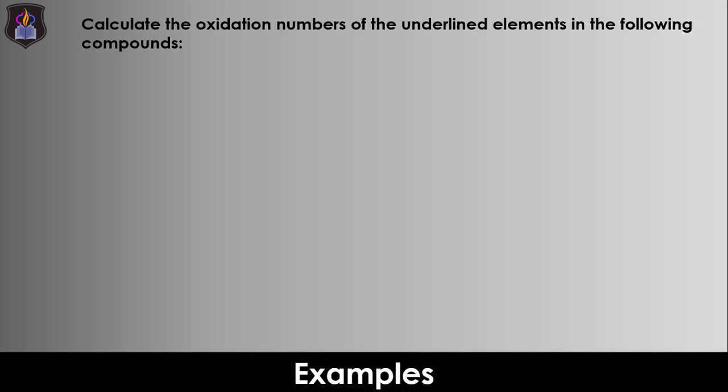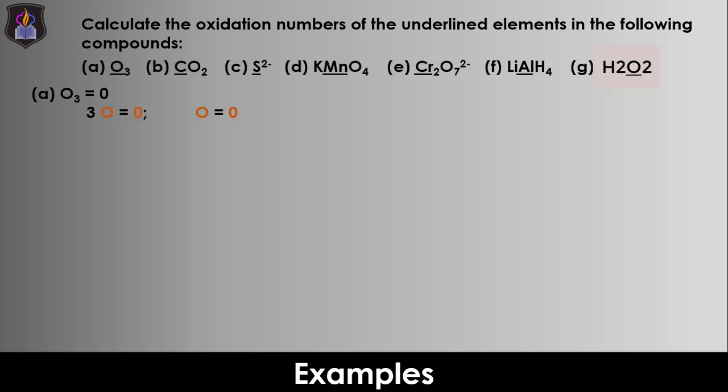Let's see how to apply these rules by calculating the oxidation numbers of the underlined elements in the molecules and ions showing on the screen. In the first example, ozone is an allotrope of oxygen in an uncombined state. Hence, the oxidation number of oxygen in ozone is 0.